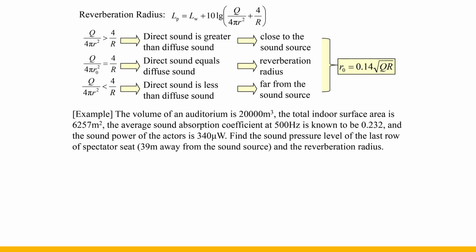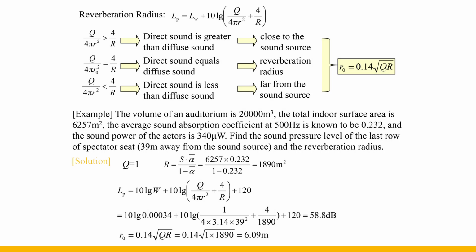Next, let's do an exercise. It is known that the volume of an auditorium is 20,000 cubic meters. The total indoor surface area is 6,257 square meters. The average sound absorption coefficient at 500 Hz is 0.232, and the sound power of the actor is 340 microwatts, produced on the stage. Find the sound pressure level of the last row of spectator seats and the reverberation radius. Ignore the directivity of the human voice.